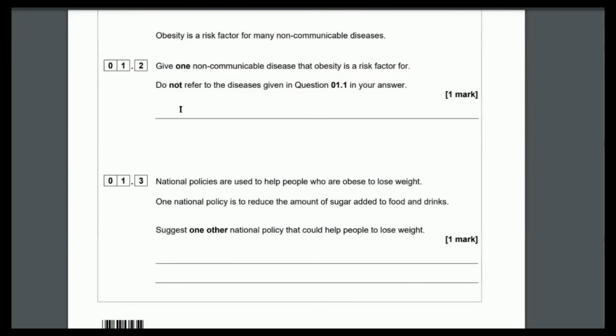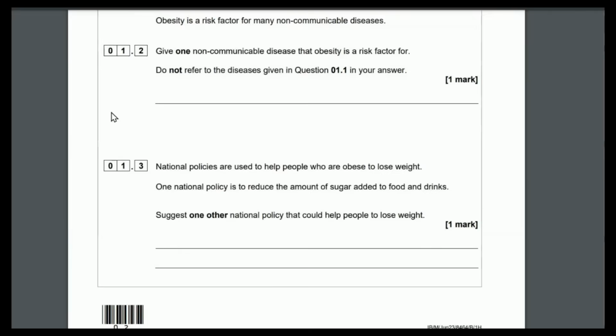1.2, give one non-communicable disease that obesity is a risk factor for. So if you're overweight and you're classed as obese, what diseases can you get, or is that a risk factor that it contributes towards you getting? And the answer is diabetes. We can't refer to cancer because that was in the previous question and it tells us don't use the word cancer. It says do not refer to diseases given in 1.1. Coronary heart disease or a heart attack or coronary vascular disease, arthritis. These are all possibilities. There are many more, but we'll leave it there.